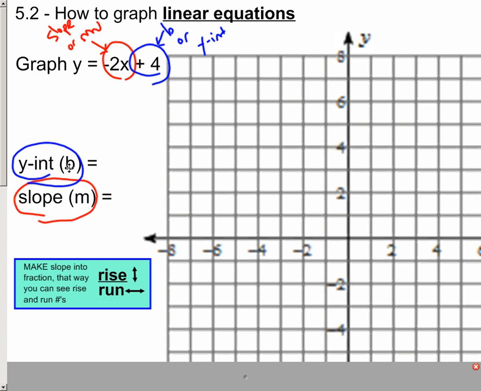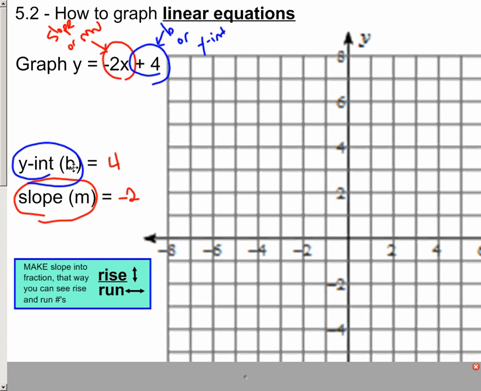So our y-intercept is 4. Always look at the sign in front of it. If it was a -4, we'd call this a -4 here. And this is a -2. We're going to look at the number in front of the x. Don't worry about the x. It's just telling you where to look. What's the coefficient of the x term? In this case, it's -2. That's our slope. And that's it for two pieces of information.